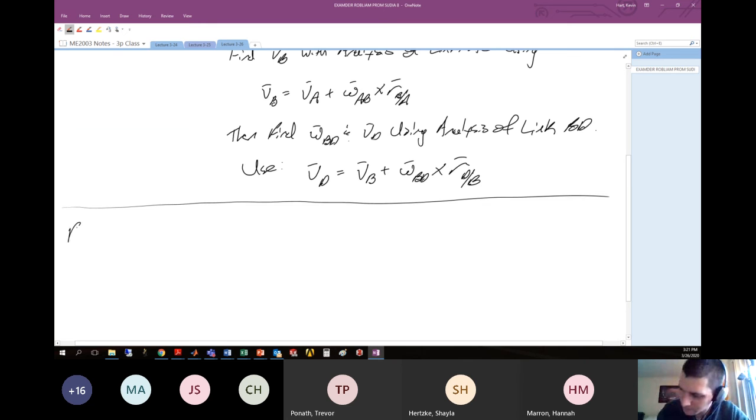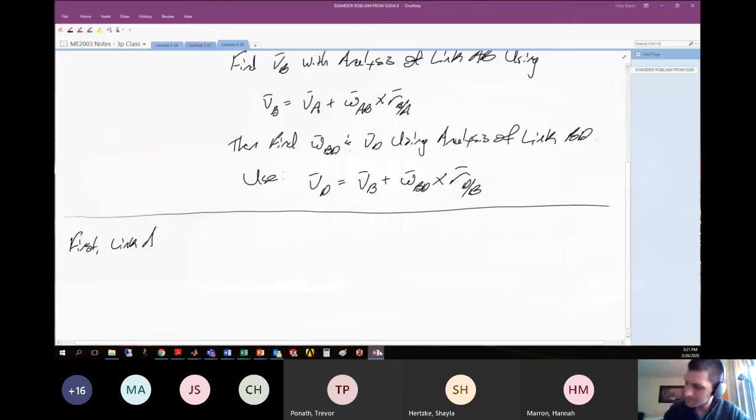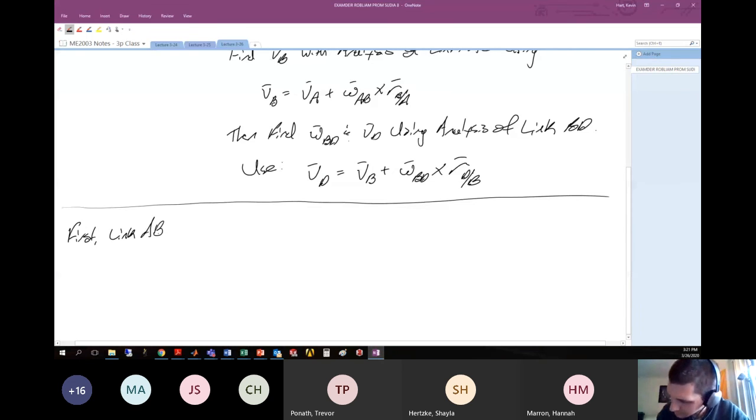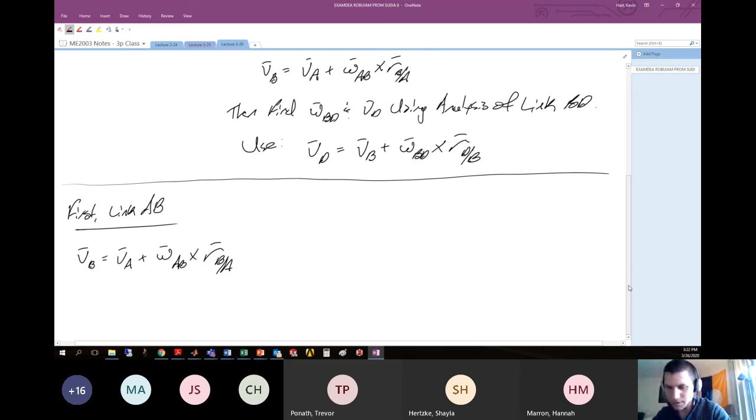So first is link AB. All right. So we'll write our general relative velocity relationship, and that is that the velocity of point B is the velocity of A plus the angular velocity of link AB crossed with the position vector locating B from A. All right, this is our general equation that we're going to be using.